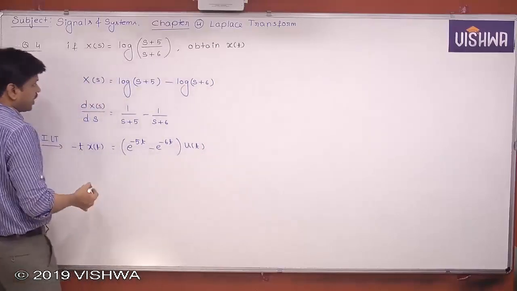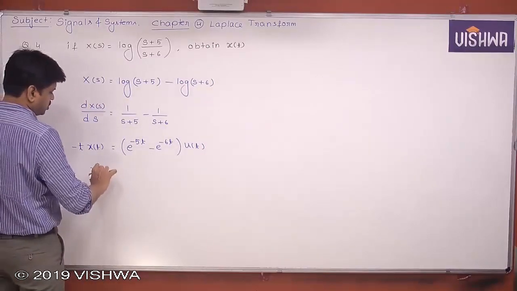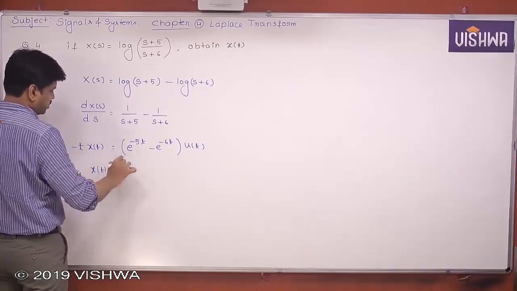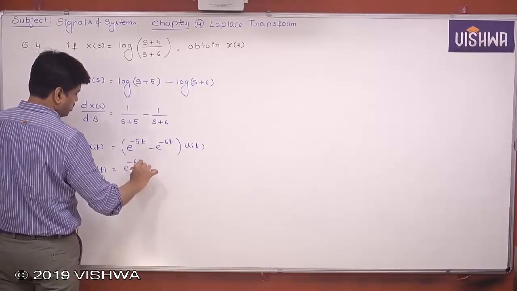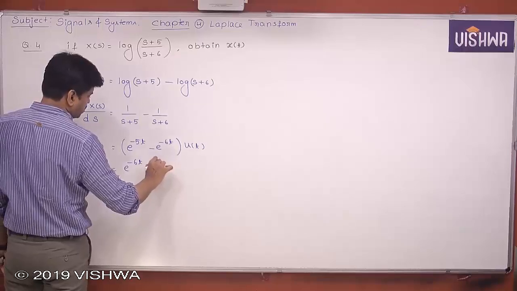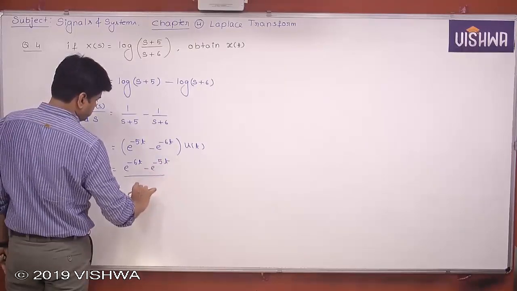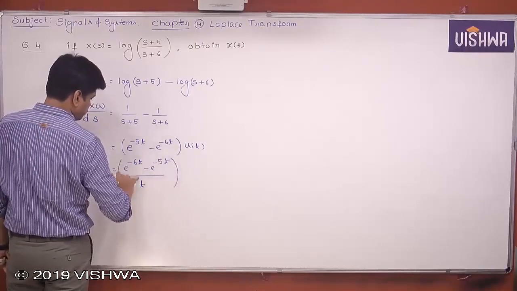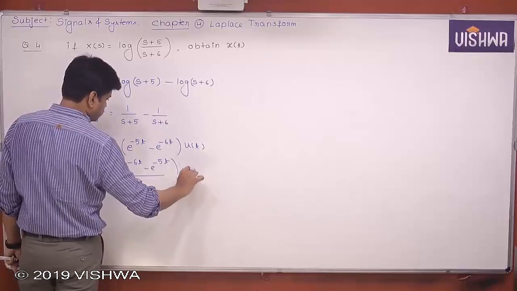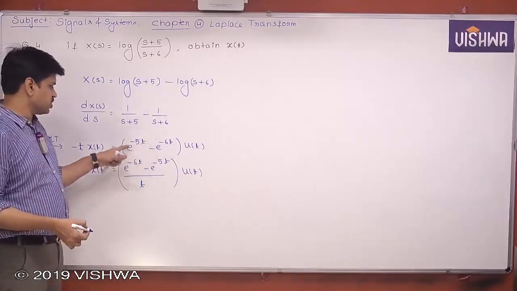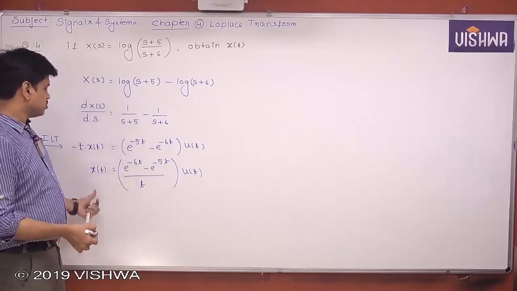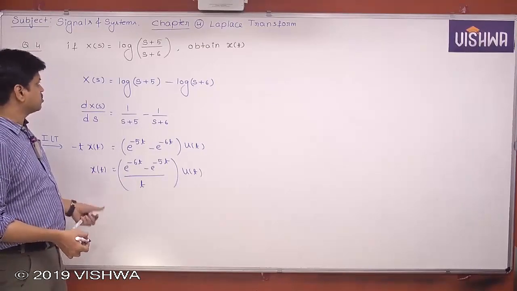So we require x of t. X of t is equal to, if I bring this minus t here, e power minus 6t minus e power minus 5t by t u of t. So keep the minus here, so that this one comes first, this one next. Okay, so this is x of t here. Take it.